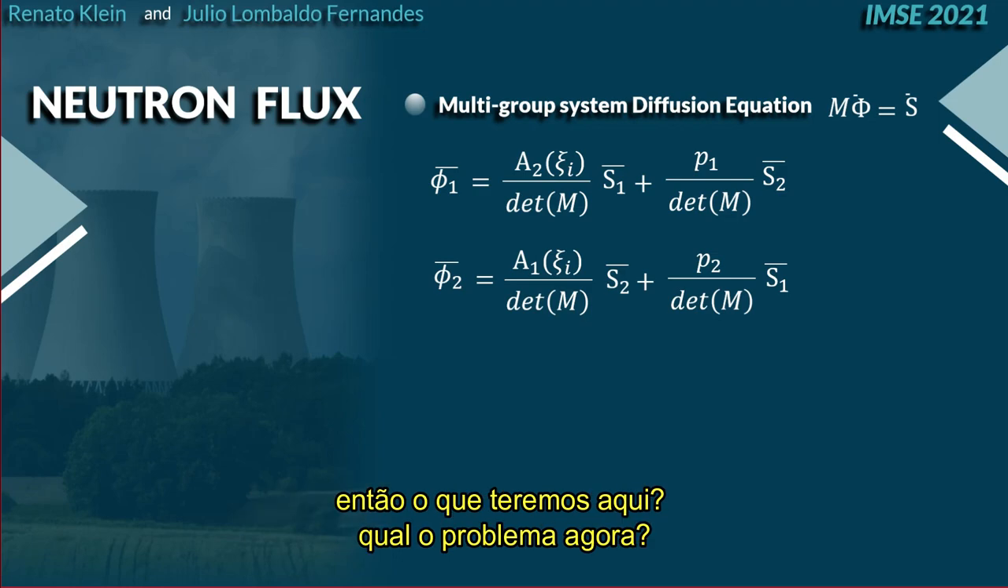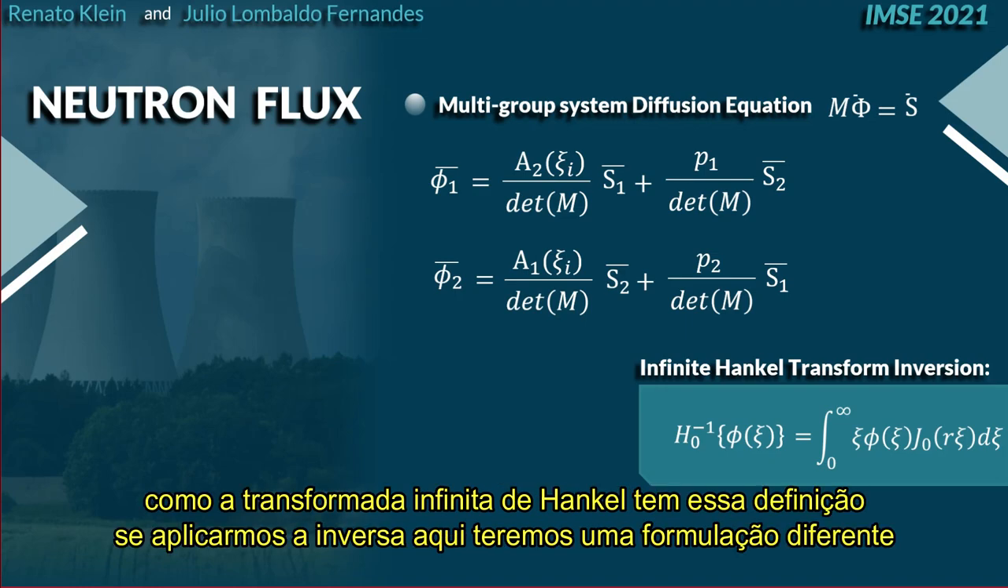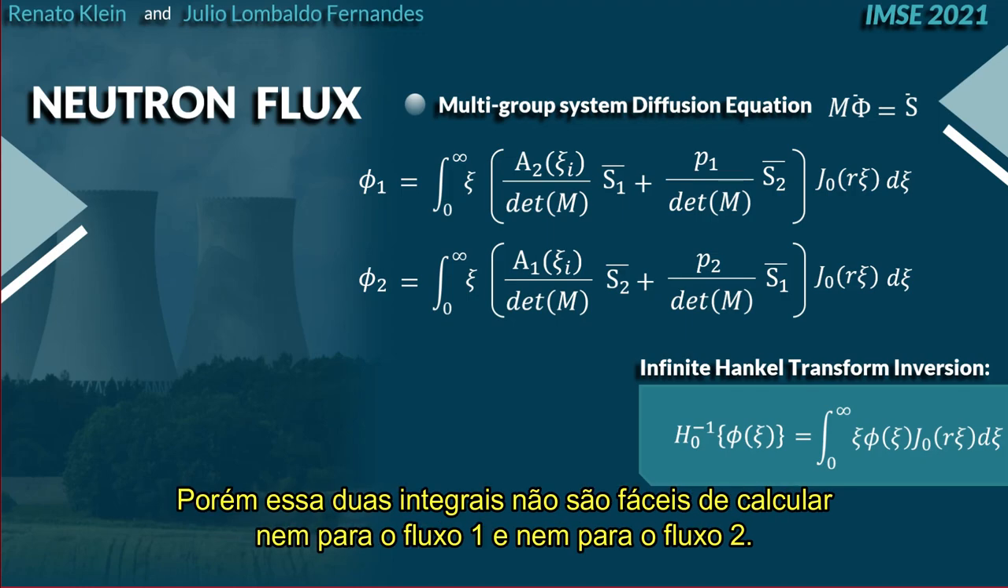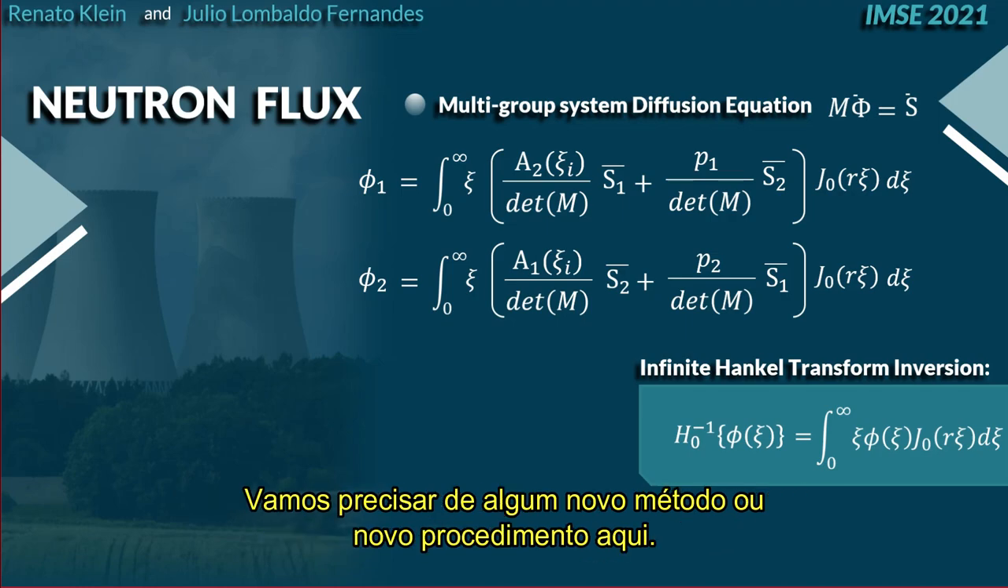So what's the problem now? The infinite Hankel transform inversion is like this one, and if we apply the inverse transform in here, we have a different formulation, no longer a summation. We have an integral, and here is flux 1 and flux 2. But these two integrals are not easy to evaluate, not for phi1, not for phi2, and we need some other method or other procedure here. What do we do here?